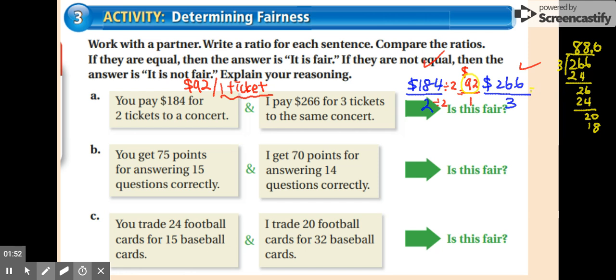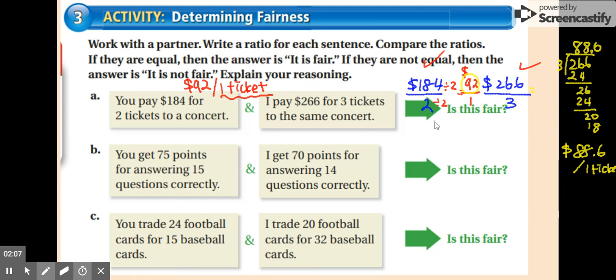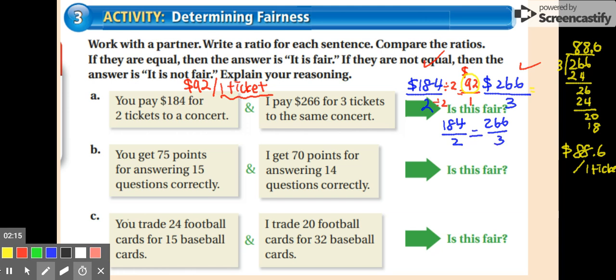It's going to be 88 point something. 88 point something per one ticket, right? Is it fair? Not fair. They don't have the same unit price. So do you think this is going to be a proportion? Are they equivalent?